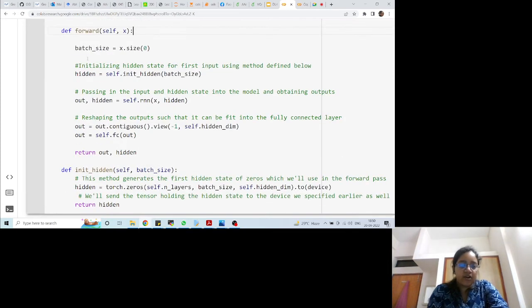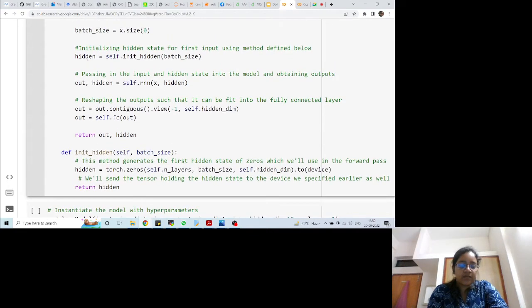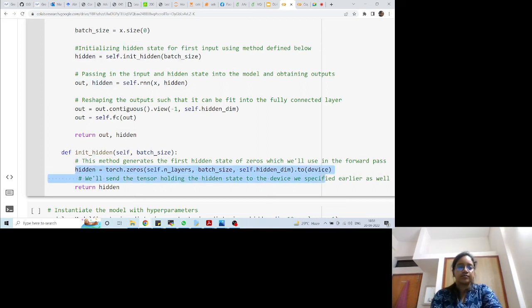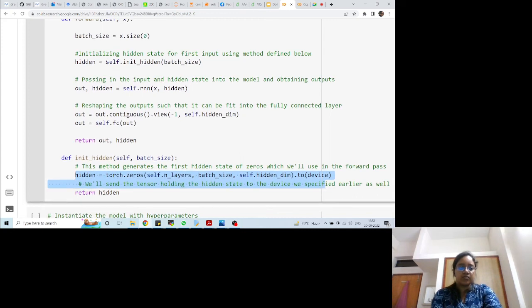The forward function is something like this: your hidden state at first, in the 0th step, basically when you have not started processing, is ideally either all zeros or initialized by random values. Here they have initialized it using zeros. This function basically initializes the first hidden state. So you get the first hidden state, then you give your input x and the hidden state, and you get the output and the next hidden state.